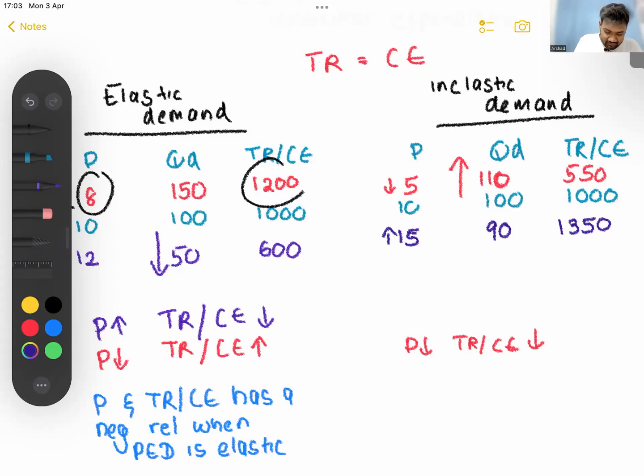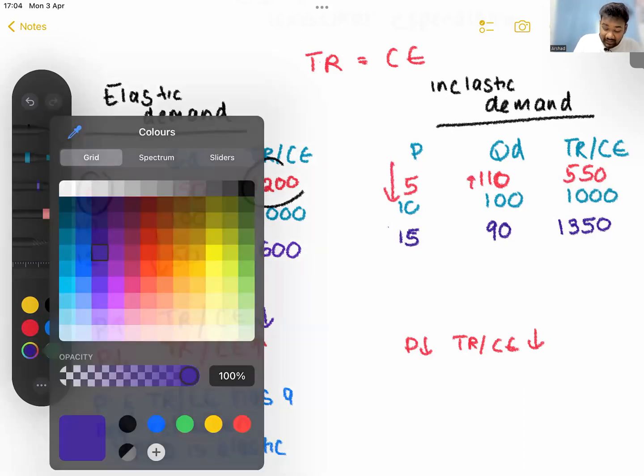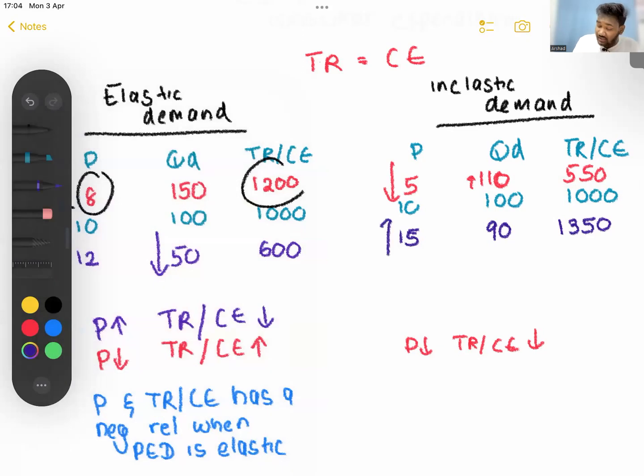So what happened? Sorry, this one is wrong here, the arrows. My price fell down by a lot, right? QD increased a very little, small arrow. On the other side, when my price increased a lot, QD fell a very little.